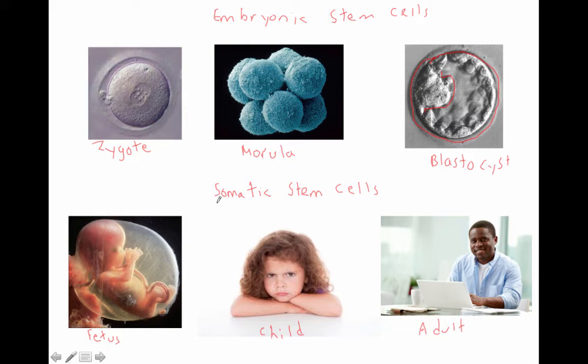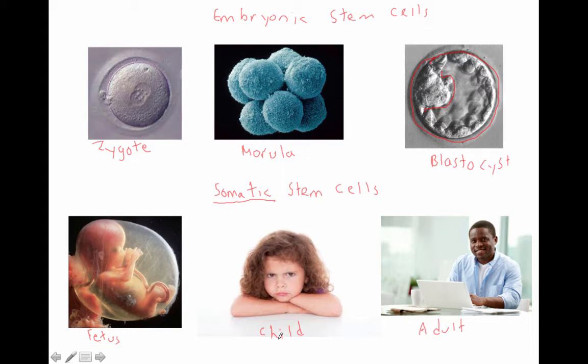The reason somatic is a better term is because, as you can see here, these stem cells are not only found in our adult here, they're found in a fetus and they're found in children. So adult stem cells is not the most descriptive term.